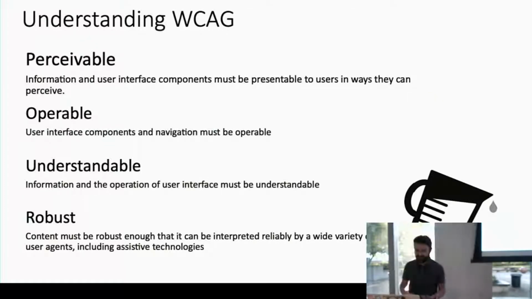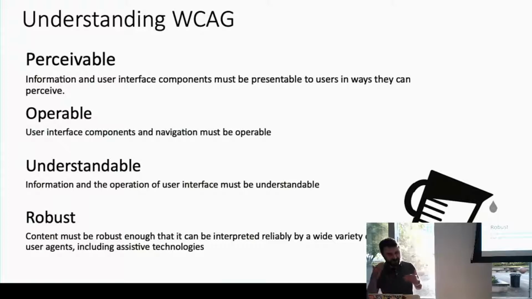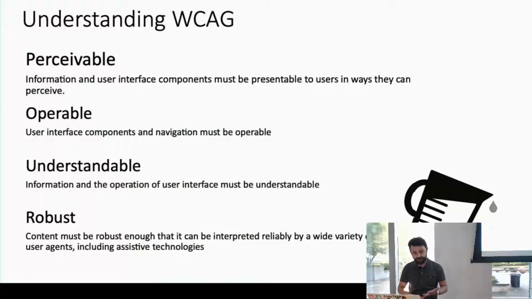So how do you understand the WCAG? It's broken up into 4 major components. I won't dig too deep into the WCAG, but I think it's important to understand the different components and kind of how they have a role in organizing this spec. So the acronym that we all use is POUR, P-O-U-R, which stands for perceivable, operable, understandable, and robust.